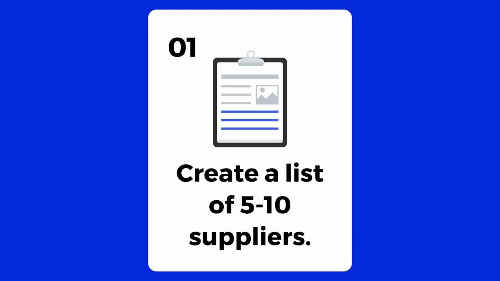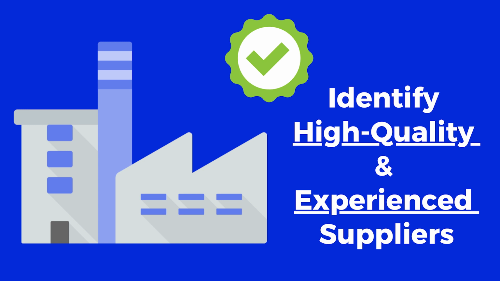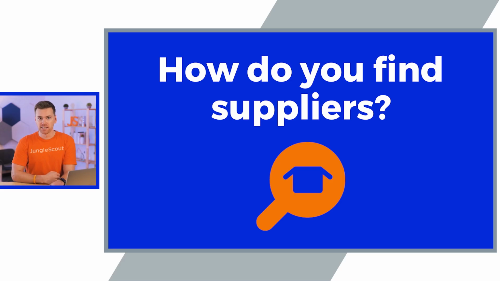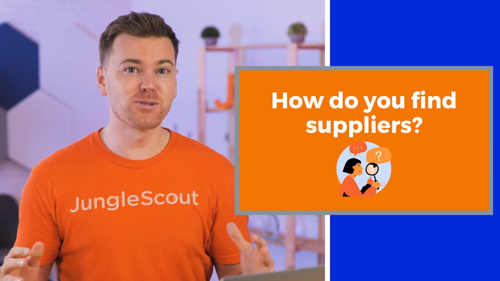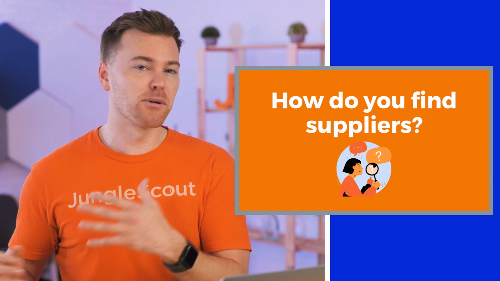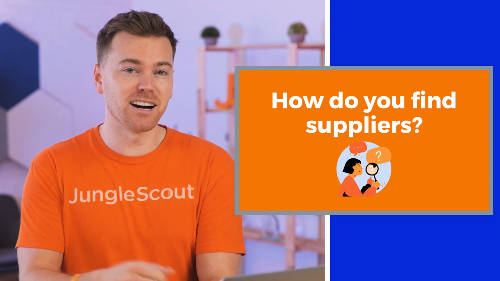Step 1 is to create a list of 5 to 10 suppliers per product idea. The outcome you're trying to achieve with this step is to identify high-quality and experienced suppliers. So how do you find these suppliers? Well, there are 2 main ways. The first way is by using Alibaba.com. And the second way is to use Jungle Scout's supplier database, an awesome tool that helps you not just find, but also verify the legitimacy of suppliers.